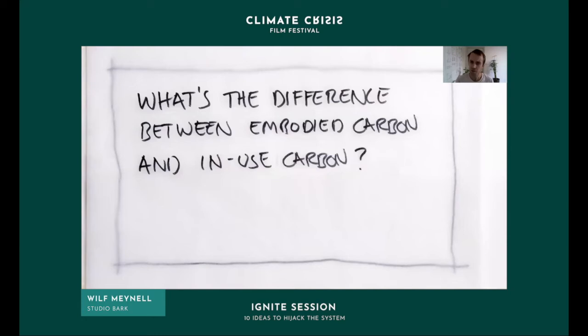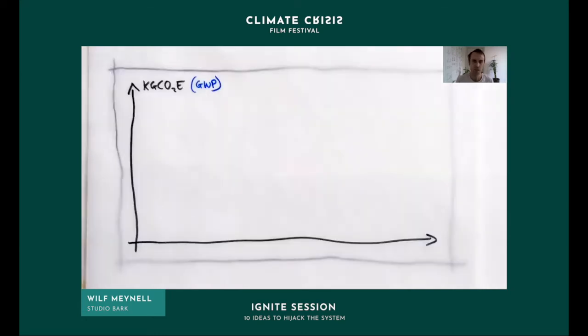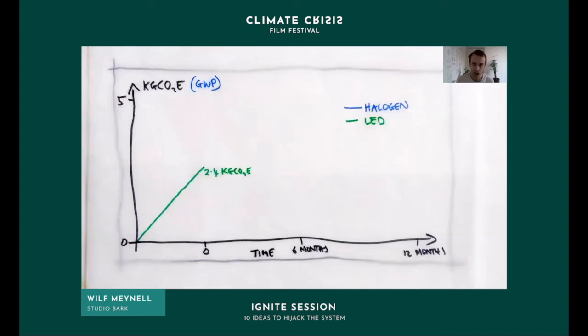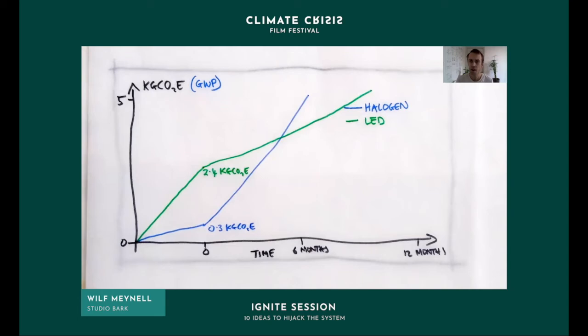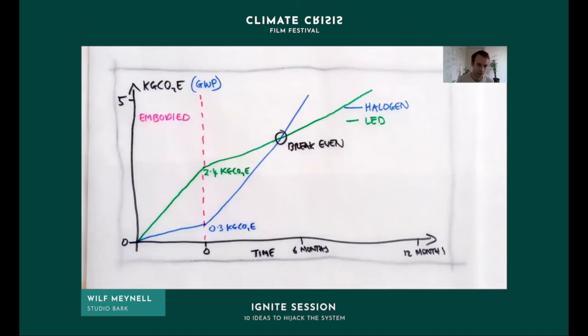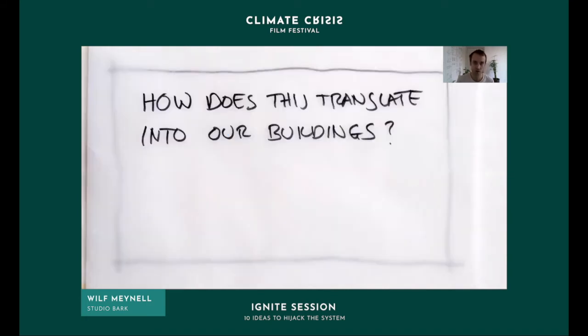So then, what's the difference between embodied carbon and in-use carbon? Let's look at another graph. Carbon dioxide going up and time going across. Our LED bulb has an embodied energy cost of 2.4 kilograms of CO2 to the point it's first switched on, then continues to have an in-use CO2 cost during its lifespan. The halogen bulb has a much lower embodied cost, but is much less efficient in use, and therefore both break even in less than 6 months. To recap, the embodied energy is everything before the first use, and the in-use is everything during use.